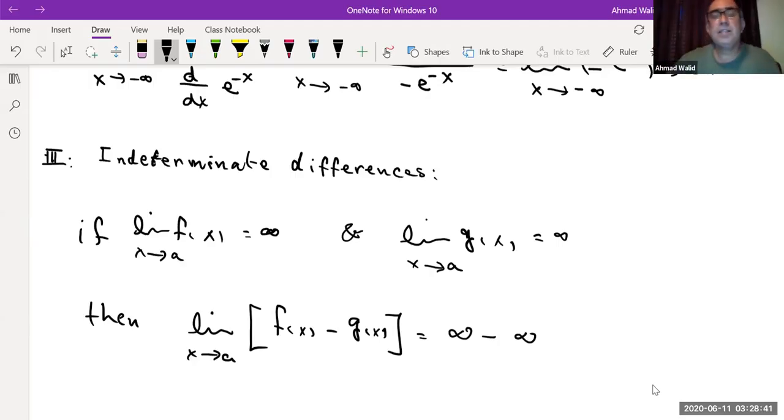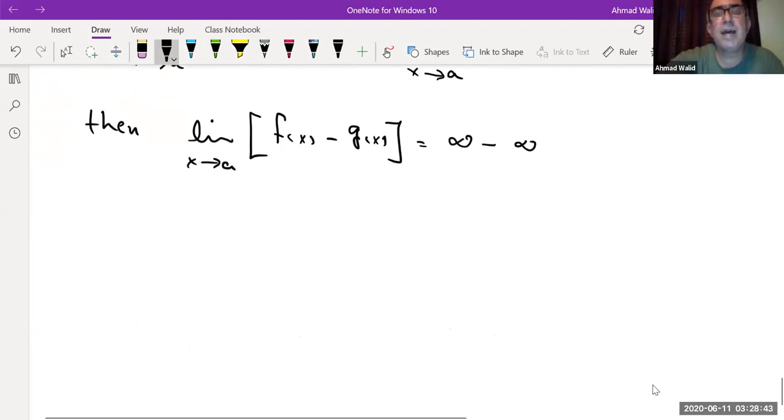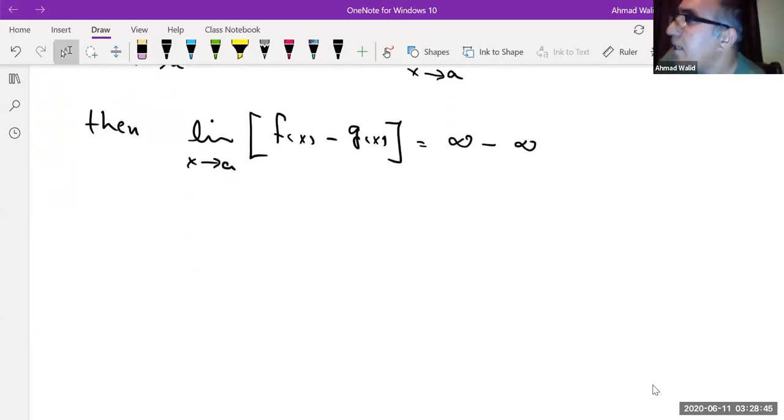How to deal with these types of limit? When you plug in the number, it gives you infinity minus infinity. How to deal with these problems? I'll put a kind of short note here. Follow one of these. You can apply one of these and change it again to 0 over 0 or infinity over infinity, correct?